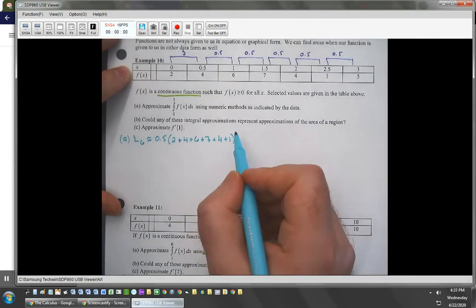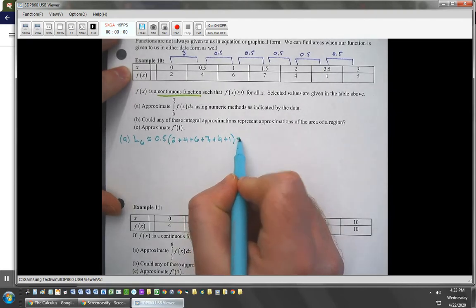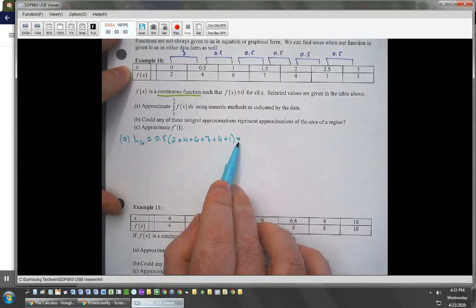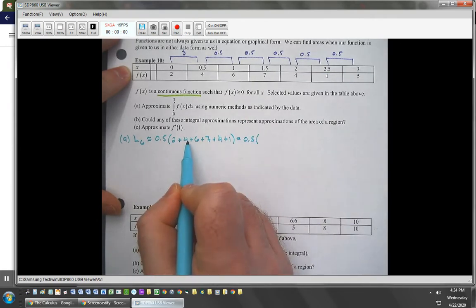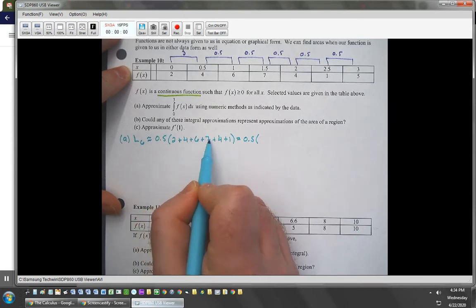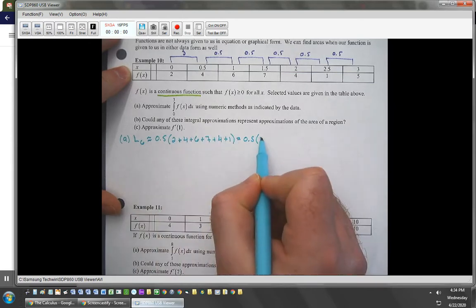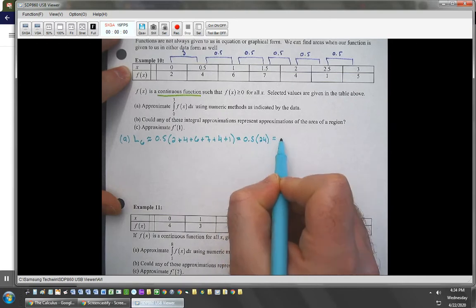So when I calculate this, notice now I'm going back to an equal sign. 0.5 times, so that's 10. That's 17, that's 20, that's 24. What's half of 24? 12.